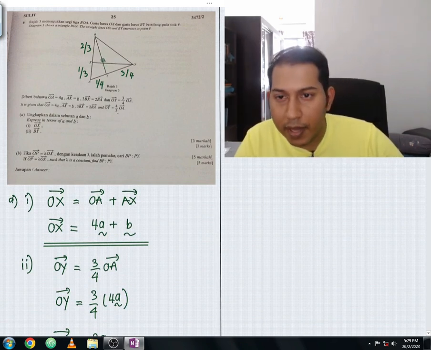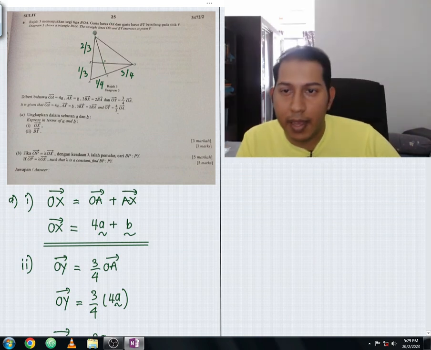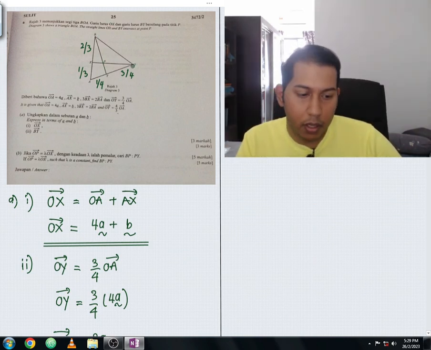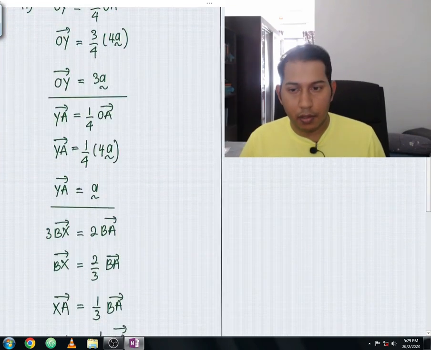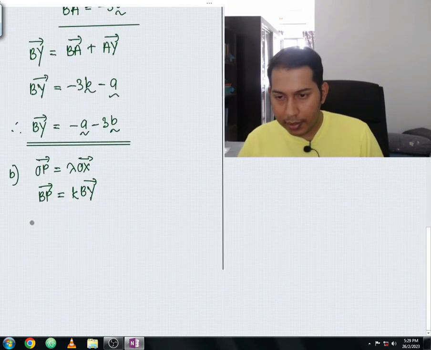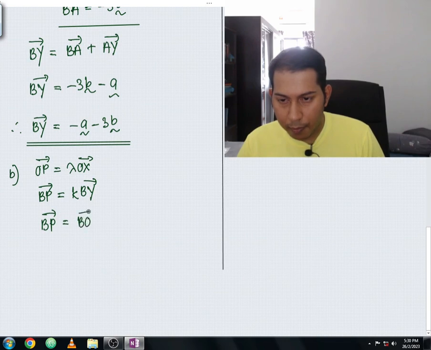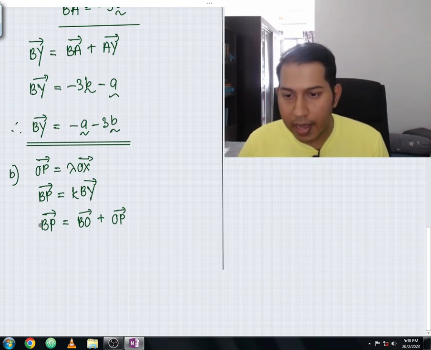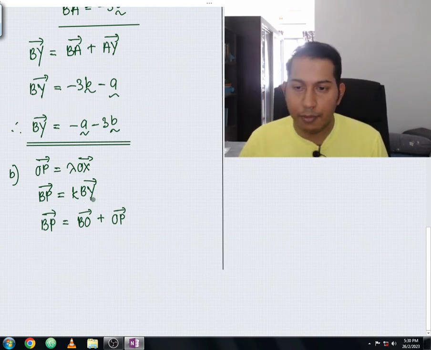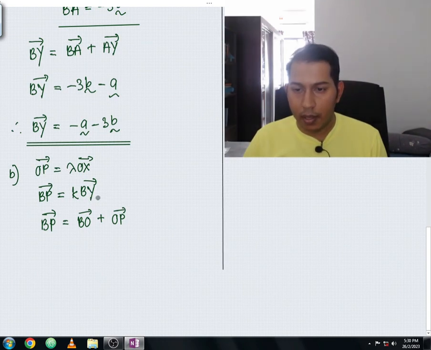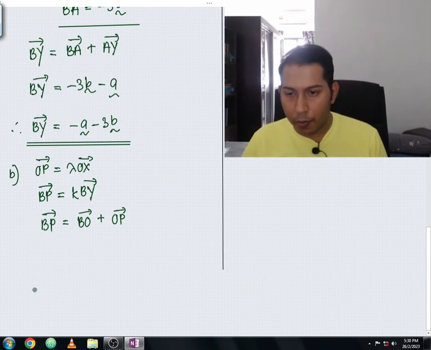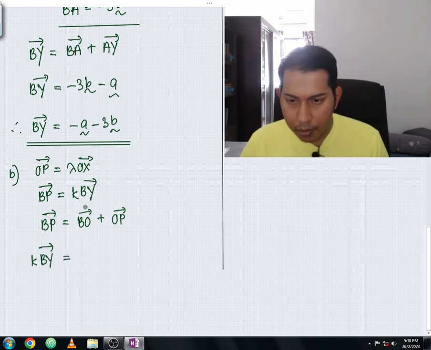Vector BP you can find by addition of two vectors, vector BO plus vector OP. So let us continue. BP is equal to vector BO plus vector OP, and as you know, BP is also equal to K times vector BY. So this expression we can substitute over here: K times vector BY is equal to vector BO.